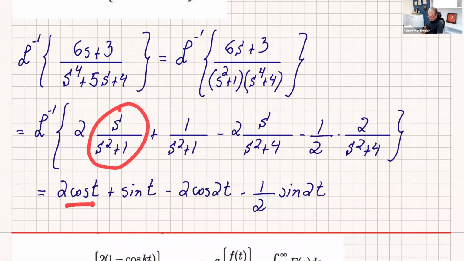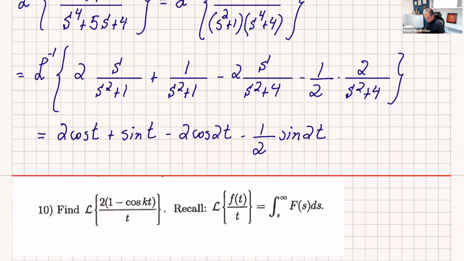This is cosine t. That is sine t. And this one is 2 cosine 2t, because that's 4. And of course, this one is going to be minus 2 sine 2t. So that's the answer.